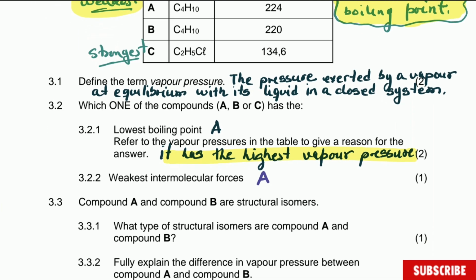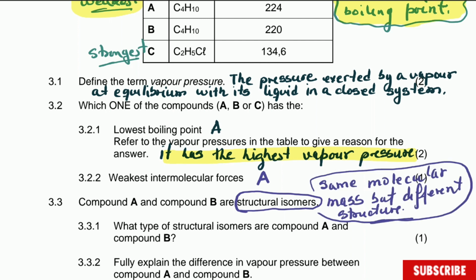I told you so. Question 3.3: compounds A and B are structural isomers. So that is important, they are isomers here. All right, remember, isomers have the same molecular mass but different structures. Structural isomers have the same molecular mass but different structure. That is important. What type of structural isomers are compounds A and B?